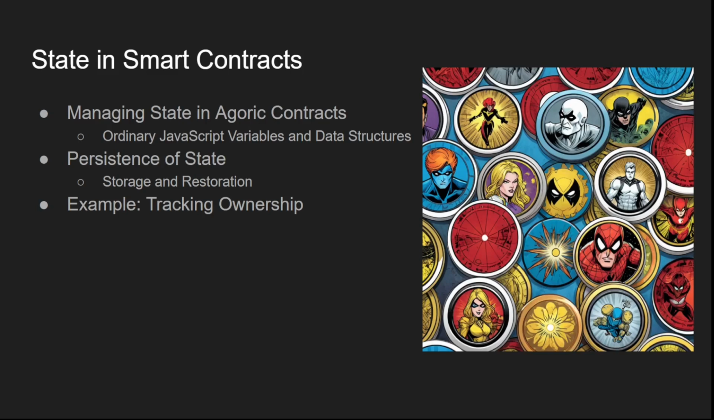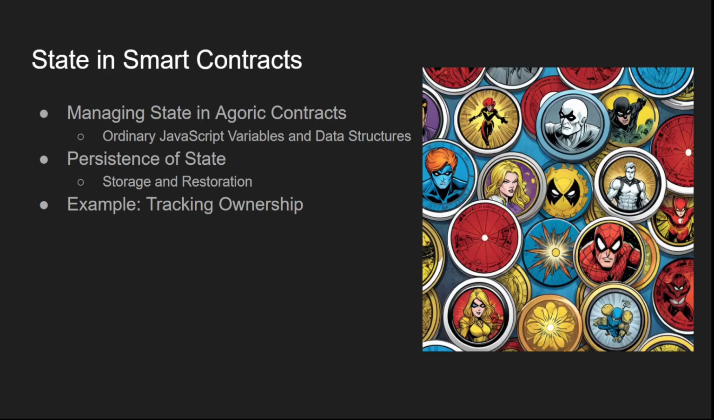Agoric smart contracts manage state by using ordinary JavaScript variables and data structures. This means that you can use familiar programming concepts such as arrays, objects, and maps to store and manipulate contract data. For example, if you have a contract that tracks the ownership of digital assets, you might use a JavaScript object to map asset IDs to owner addresses.